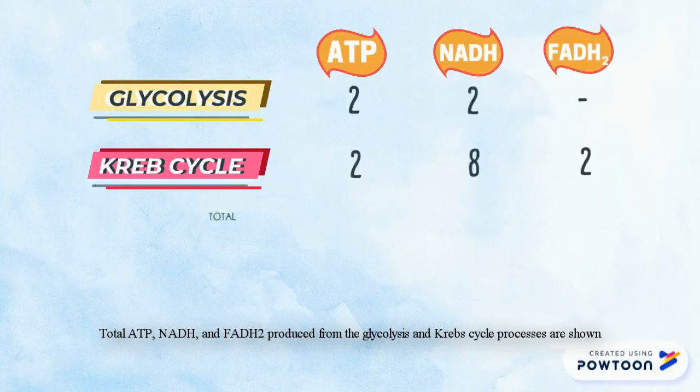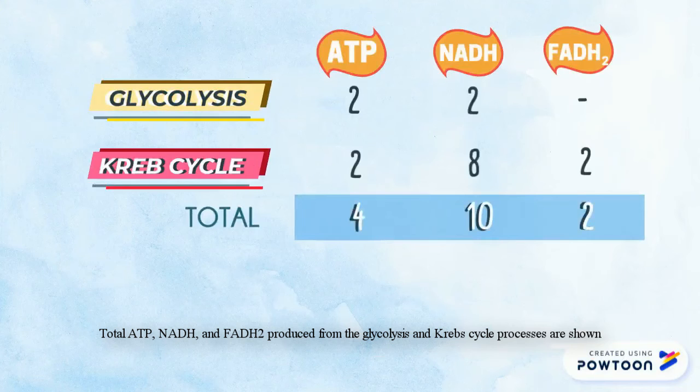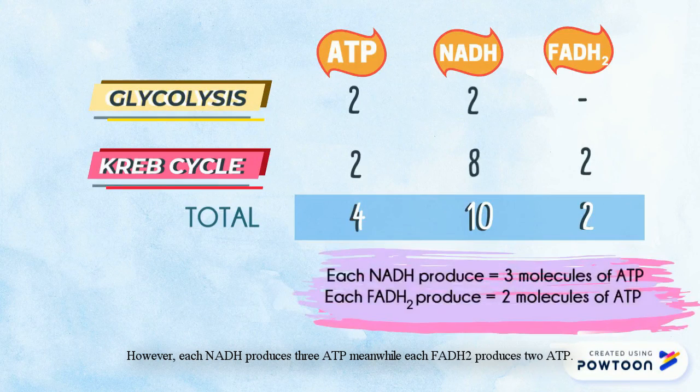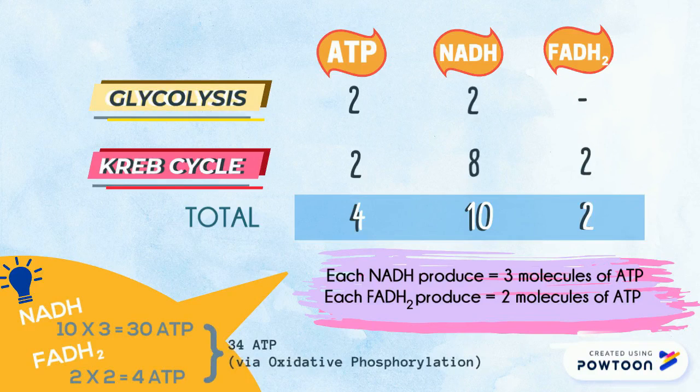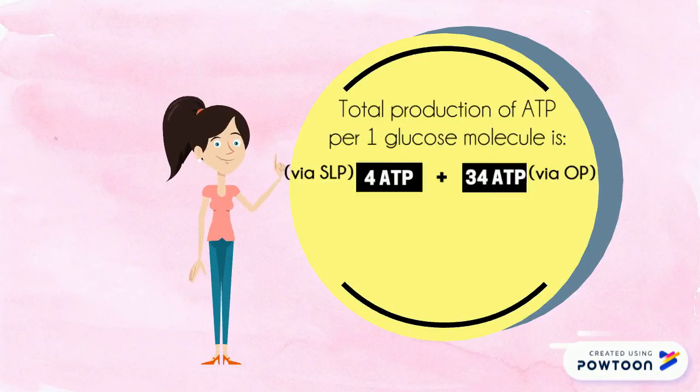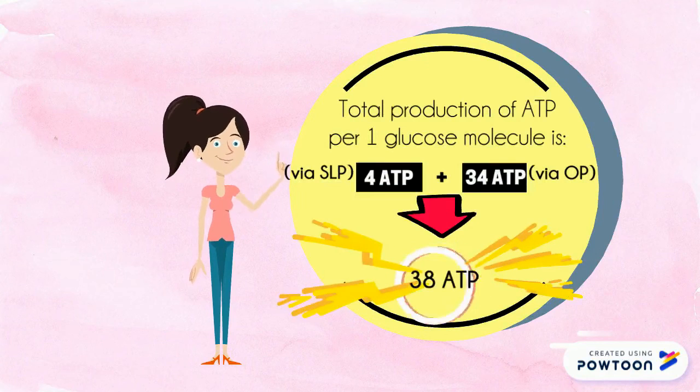Total ATP, NADH and FADH2 produced from the glycolysis and Krebs cycle processes are shown. However, each NADH produces 3 ATP, meanwhile each FADH2 produces 2 ATP. Therefore, NADH produced 30 ATP, meanwhile FADH2 produced 4 ATP. The total ATP produced via oxidative phosphorylation is 34 ATP, and the total ATP produced in substrate-level phosphorylation is 4 ATP. Total production of ATP per 1 glucose molecule is 38 ATP.